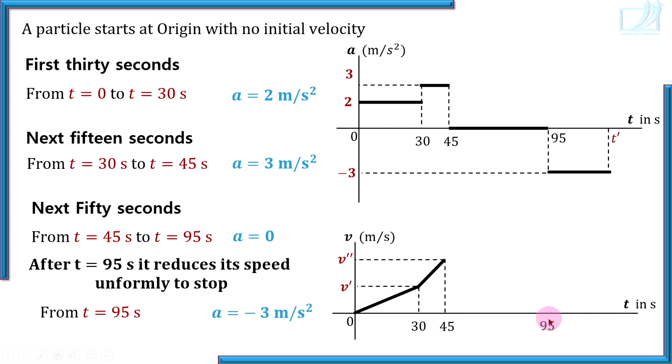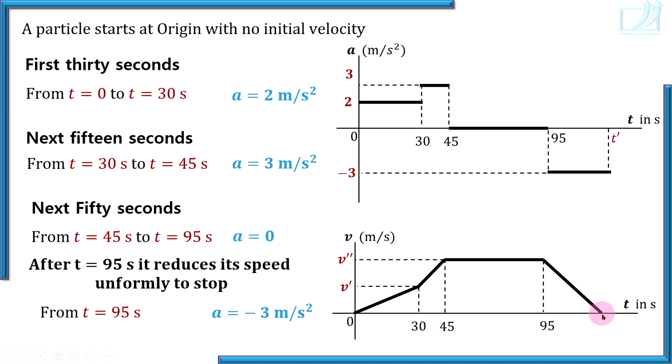From 45 seconds to 95 seconds, the velocity diagram is a horizontal line. And what happens after that? Speed reduces uniformly. Acceleration is negative, which means it is a negative slope for the VT diagram. Negative slope means a downward slope for the VT diagram.